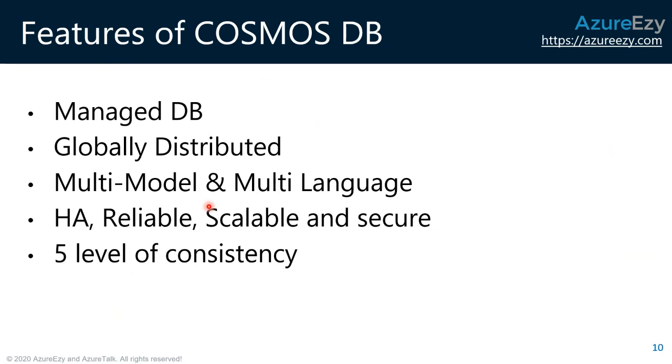Similarly, you can tune the performance of your database by provisioning throughput as needed, and Cosmos DB automatically allocates the necessary resources behind the scenes to ensure that the performance level gets delivered. So Cosmos DB also has a flexible pricing model.